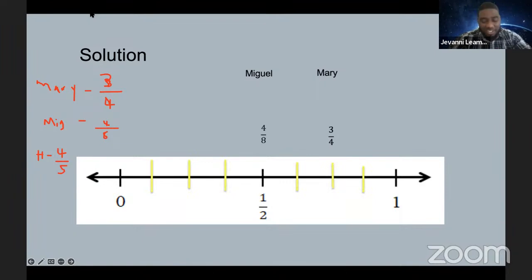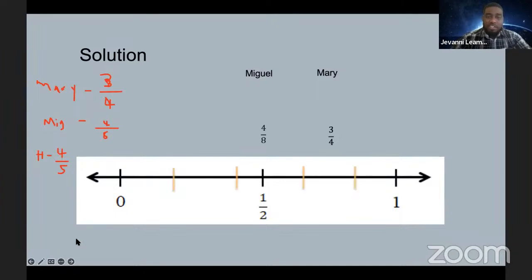Middle. Or another way of saying it is halfway. So Miguel is halfway, or in the middle of the race, right? So let's look at Harry. How many intervals would I have for Harry now? And how did you find that out again? 5. How did you find that out? The denominator. All right, cool.